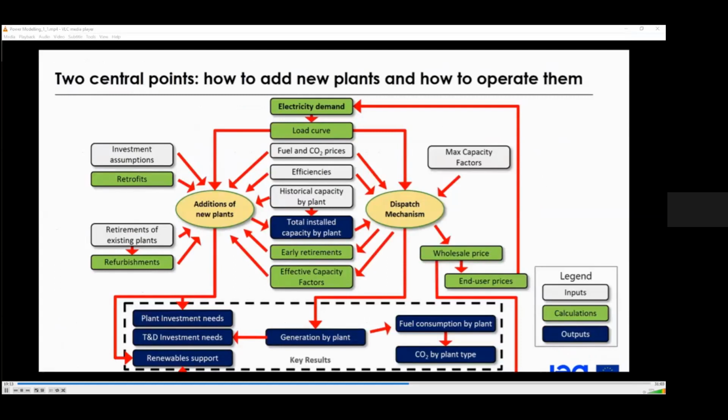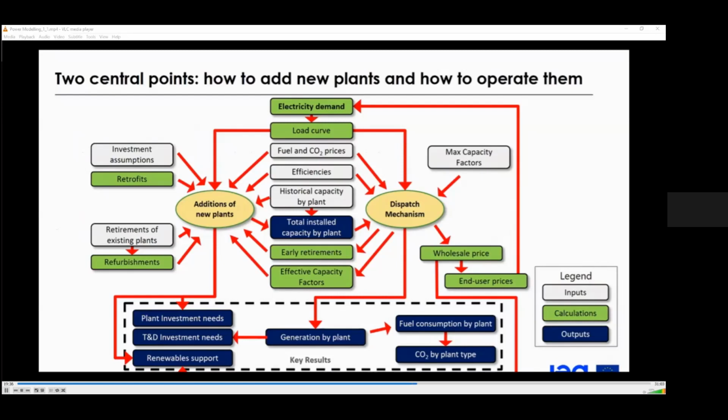Back to the main diagram on the power sector module and the two central points of power modeling. We had a look at additions of new plants. Now we will look at the way to operate these plants once they have been added to the system.